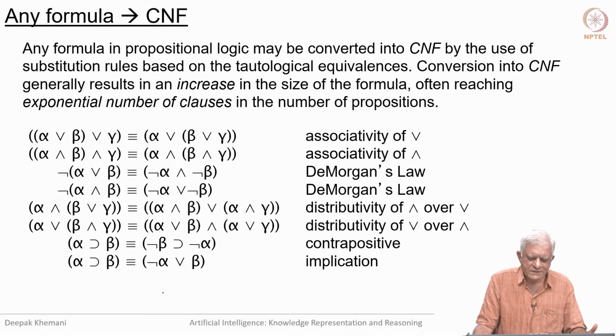How do we do this conversion? We basically use the set of substitution rules that we have discussed: associativity, distributivity, contrapositive, implication, De Morgan's laws. With some application of these rules, we can convert any formula into CNF. So, I will leave you to think about this. I am sure you have studied this somewhere essentially.